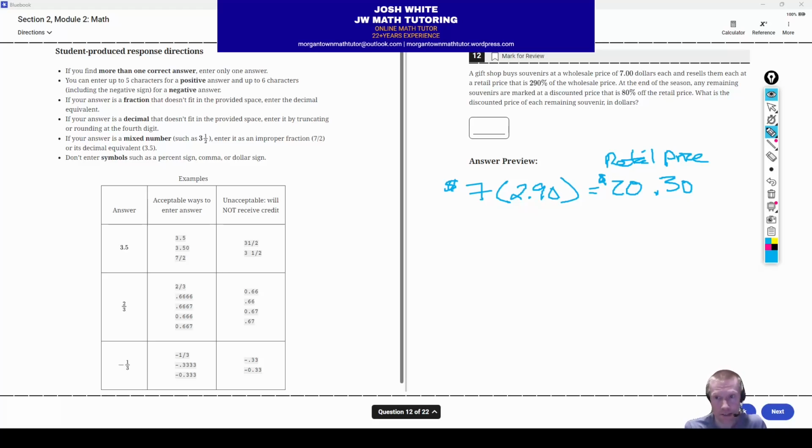Then they discount it 80% off of this. So basically now you're doing 20.30 minus 0.8 times 20.30. You're taking 80% of it and subtracting it. And if you do that, it just comes out to 4.06. So the correct answer, what's the discounted price? Well, it's just $4.06.